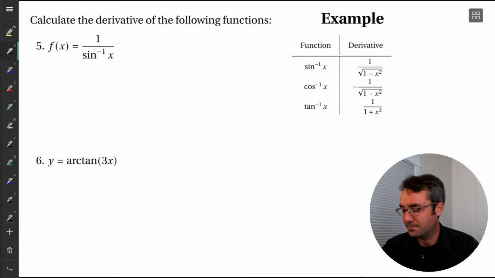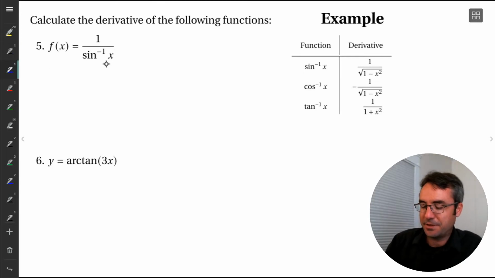The first thing we're going to do is say a little bit about the notation here. The notation can get a little confusing with inverse trig functions, and that's because this -1 is not actually an exponent. So let's look at the first one here.